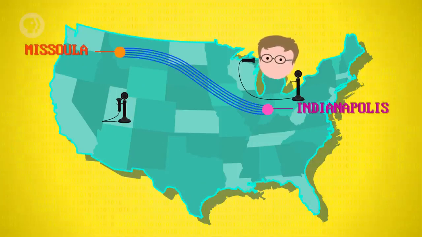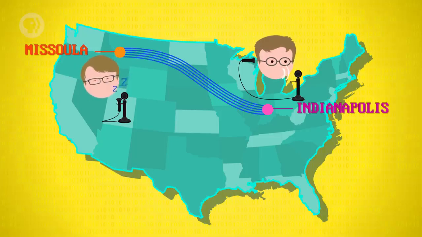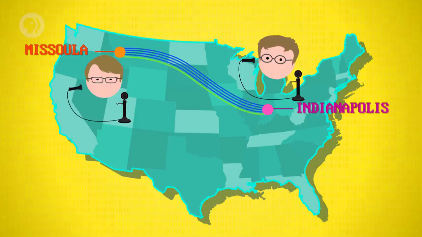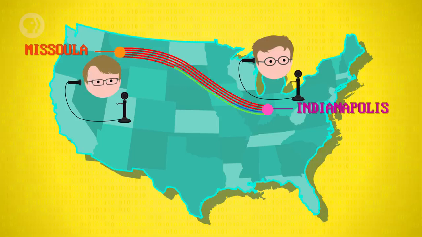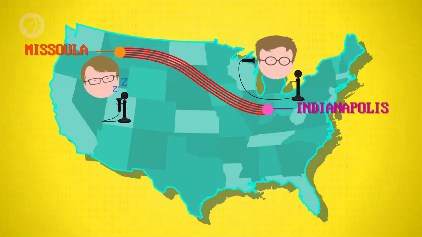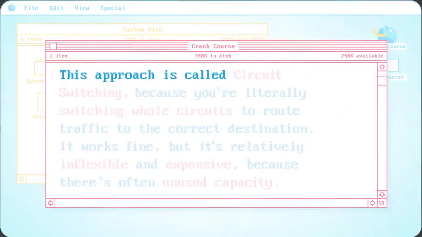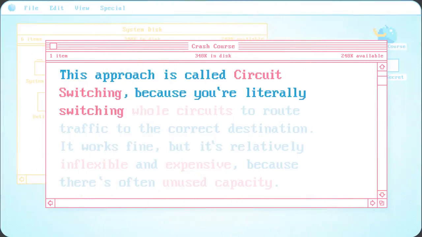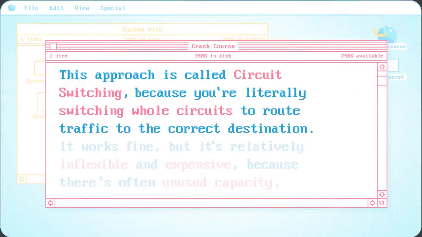If John picked up the phone wanting to call Hank in the 1910s, John would tell a human operator where he wanted to call, and they'd physically connect John's phone line into an unused line running to Missoula. For the length of that call, that line was occupied, and if all 5 lines were already in use, John would have to wait for one to become free. This approach is called circuit switching because you're literally switching whole circuits to route traffic to the correct destination.